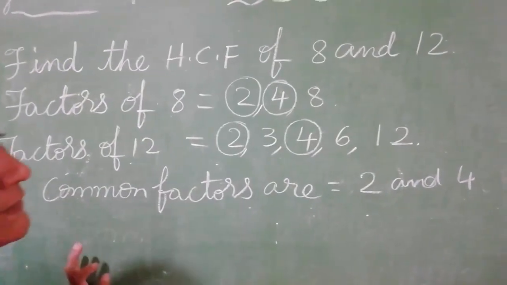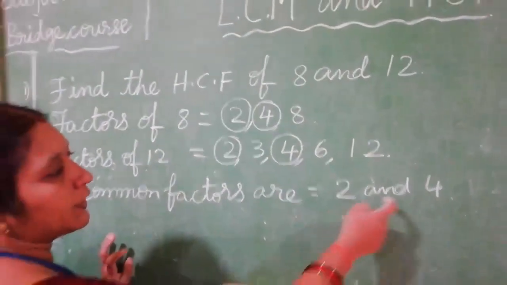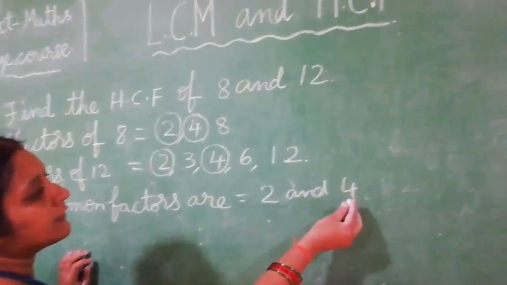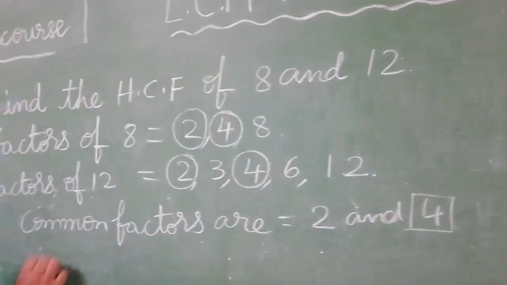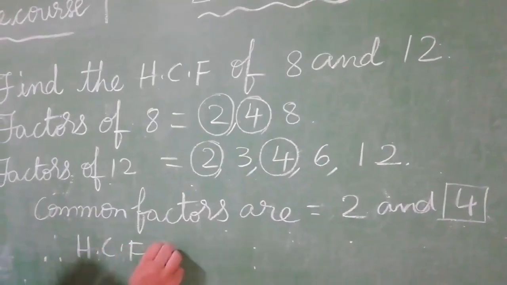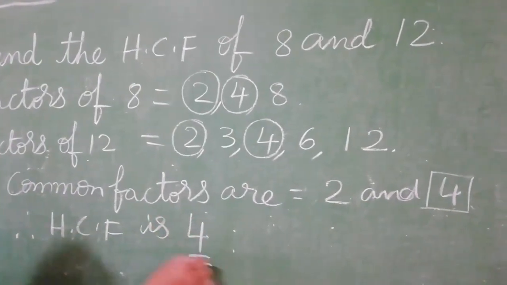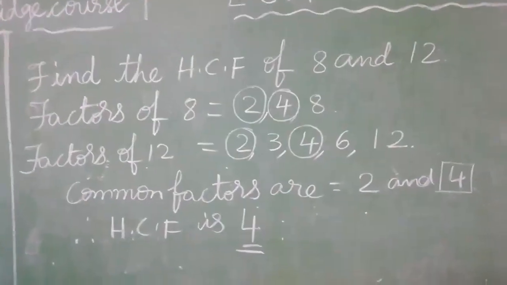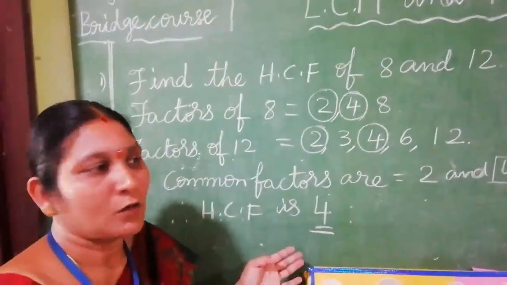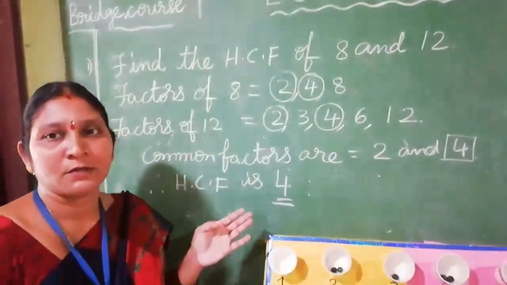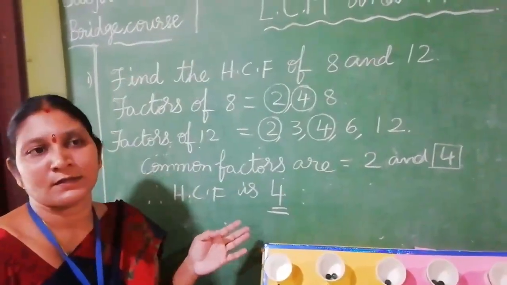Before I told, what is the HCF? Yes. 2 and 4. 4 is the highest number, the highest common factor. So HCF is what? 4. In fourth class, we have to use this method: common factors and common multiples. Follow this method up to 4th class.